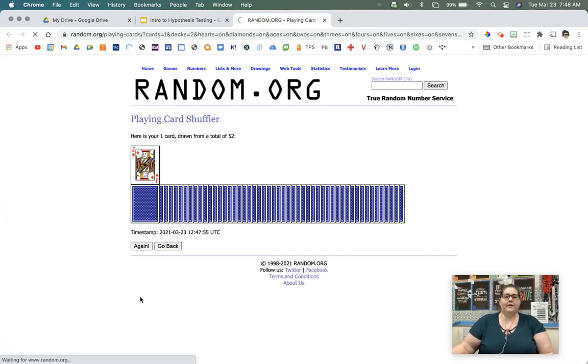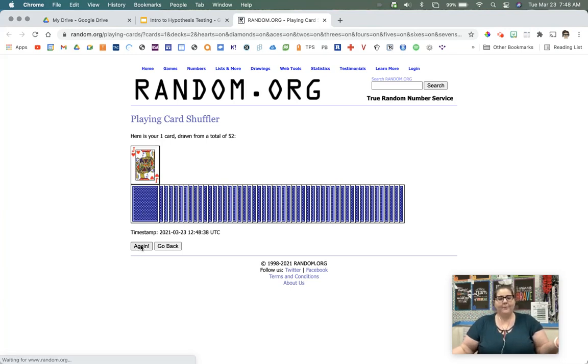I'm going to click the again button to get a new card. Our second card is an ace of hearts. I'm going to click again. Third person gets a four of hearts. Fourth person gets a king of hearts. Fifth person gets a queen of diamonds.